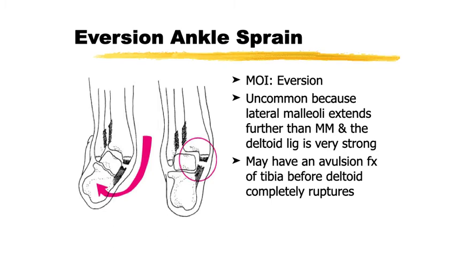But if somebody does evert their ankle, you're probably going to have some kind of avulsion fracture of the tibia before the deltoid ligament ruptures. So if somebody does this, they probably have a fracture, and then treatment is going to be PRICE, but you're probably going to have to get them an x-ray and they're going to have to go to an orthopedic doctor.